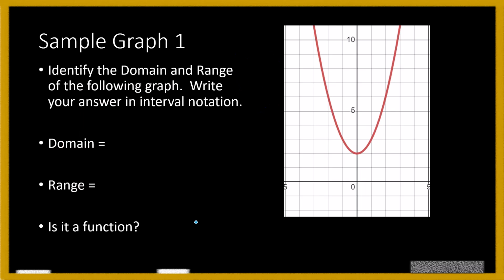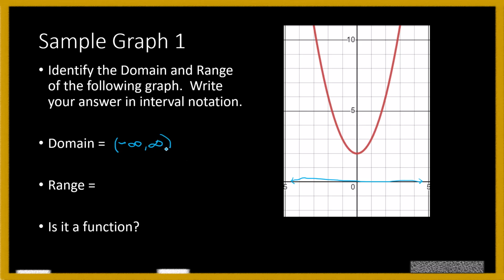Now let's take a look at a graph. We're going to identify the domain and range, and we're going to practice writing in interval notation. So let's start with the domain. We know that the domain is all of the x values, so we're going along the x-axis. This goes off the graph, so we know that this graph continues infinitely. So as I'm going this way, I can see I'm continuing to have x values in the negative direction and in the positive direction. So the domain in this particular case is going to be negative infinity to positive infinity.